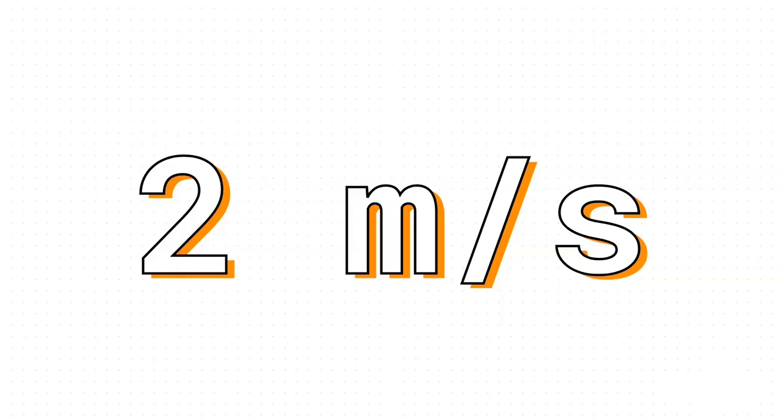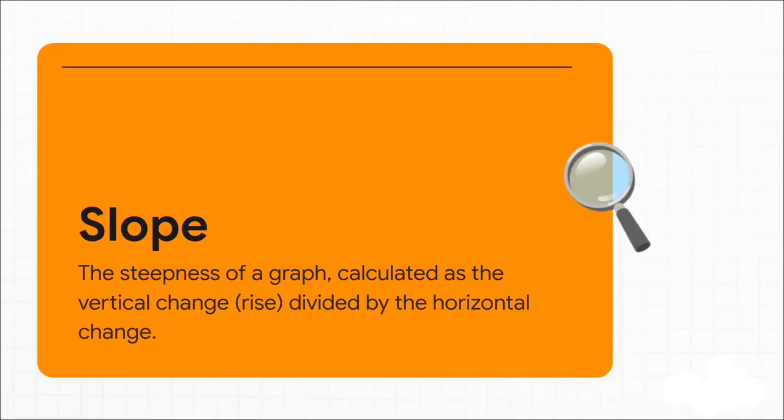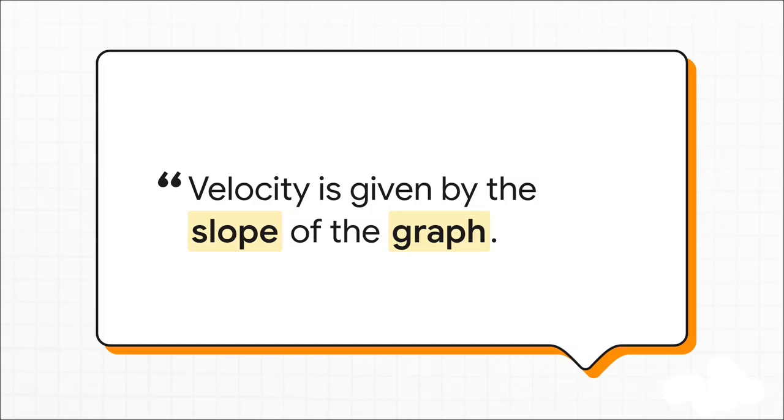2 meters per second. All right, let's talk about slope. You probably remember this from math class. Slope is just how steep a line is. You figure it out by taking the vertical change, the rise, and dividing it by the horizontal change, the run. For our graph, the rise is the change in position, which was 10 meters, and the run is the change in time, which was 5 seconds. So here it is, the big reveal. If you calculate the slope of our line, that's rise over run, or 10 meters divided by 5 seconds, what do you get? You get 2 meters per second.